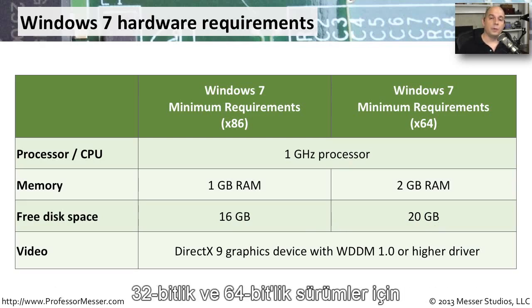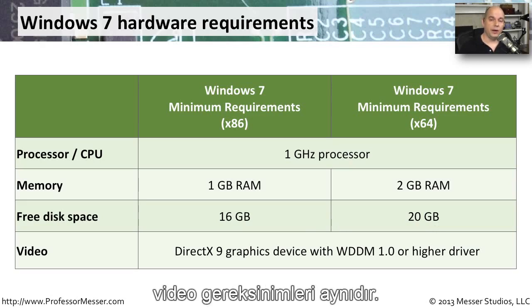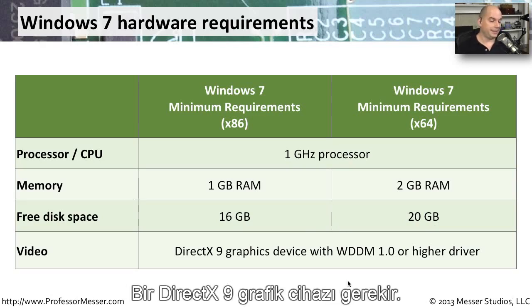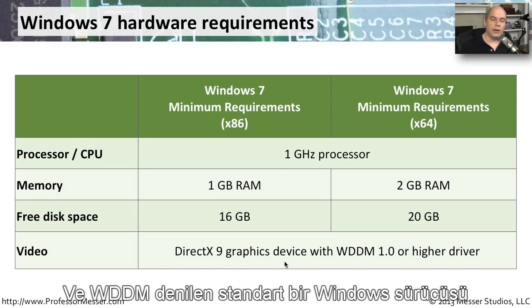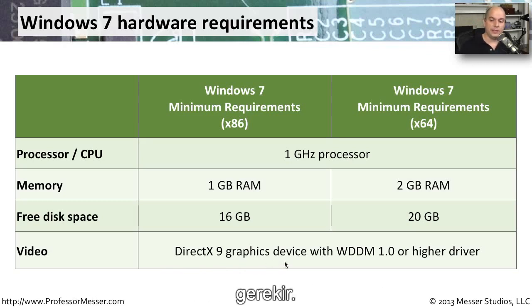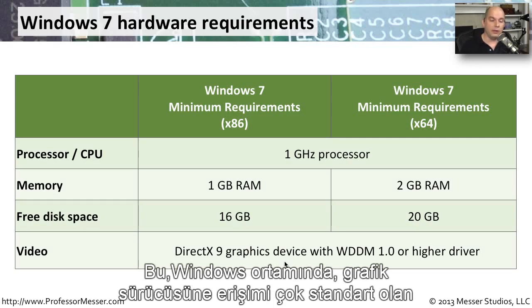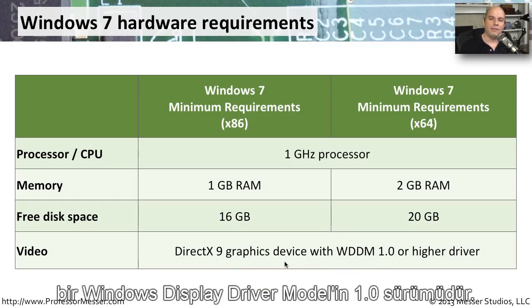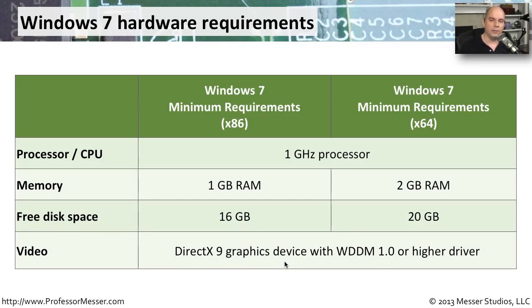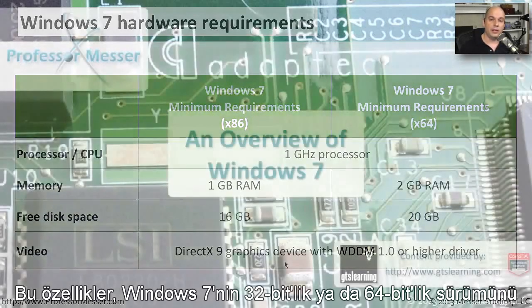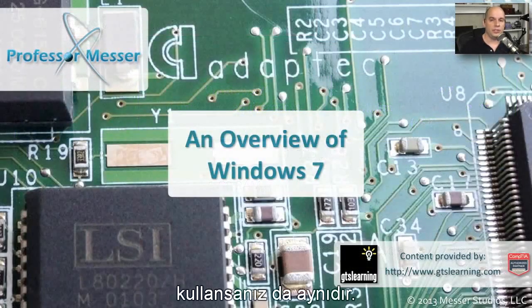The video requirements for both the 32 and the 64-bit are identical. You need a DirectX 9 graphics device, and it would need a standardized Windows driver called a WDDM. That's a Windows Display Driver Model version 1.0 that had a very standardized way of accessing the graphics driver in a Windows environment. Those are identical whether you're using Windows 7 32-bit or 64-bit.